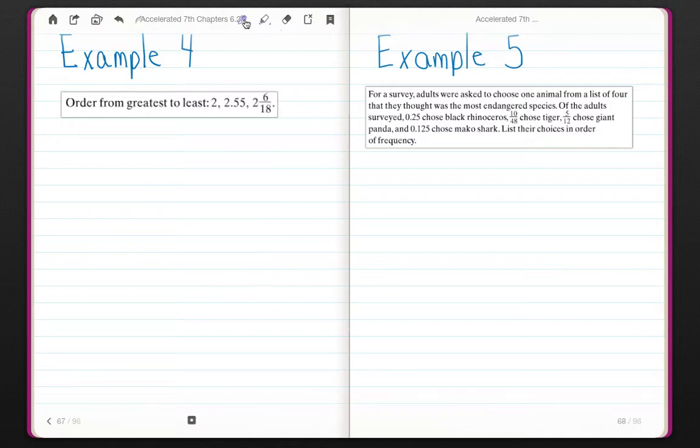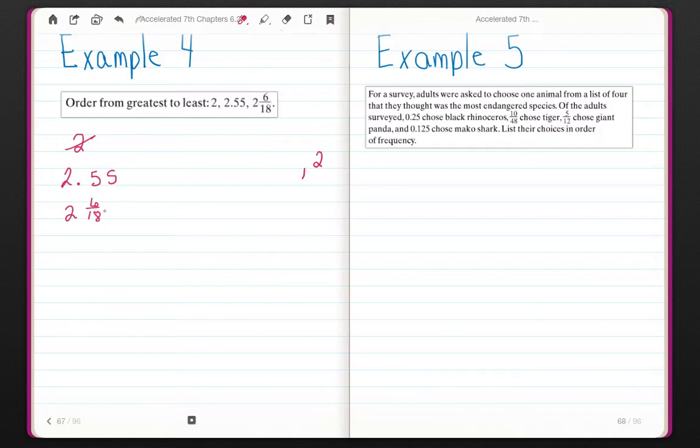So the first thing that I always do when working with problems like these is I always write them vertically. So I have 2, I have 2.55, and I have 2 and 6/18. Now I have a couple of options. The first option I'm going to talk about is actually, in my opinion, a little bit easier when you're only dealing with a few numbers. So least to greatest. Well, I know that 2 by itself is going to be the least. So I'm just going to put it over here. So I'm left with 2.55 and 2 and 6/18.